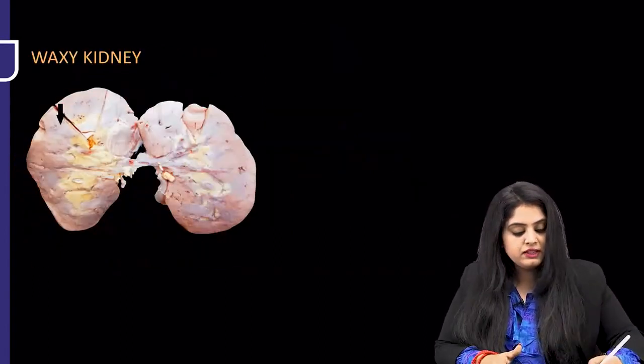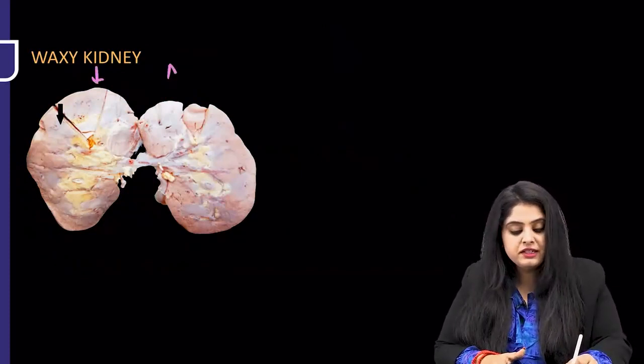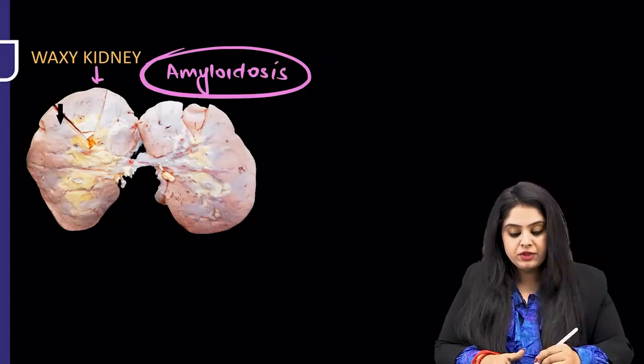Sorted? Next, the one that you've already studied in the immunology chapter earlier, waxy kidney. Waxy kidney is seen in a case of what? It is seen in a case of amyloidosis. So that is where you get to see the waxy kidney appearance. Coming to the next one.